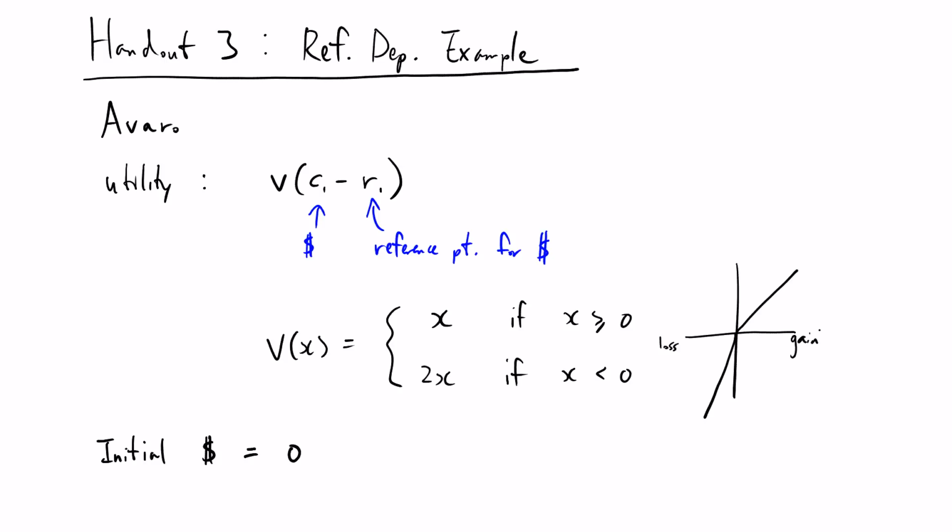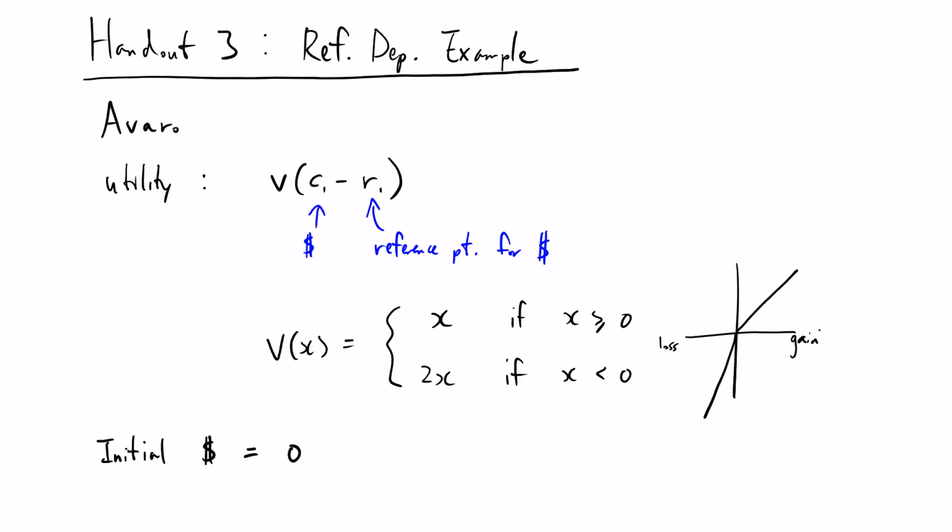The first question is a bit weird. It says, what if he can pick his reference point? Essentially the question is asking, given that he can pick his reference point, what should he pick? Is it better to expect getting money, or is it better to not expect getting money? Which one would make him happier?